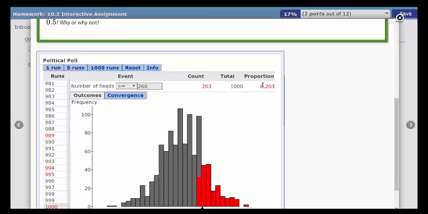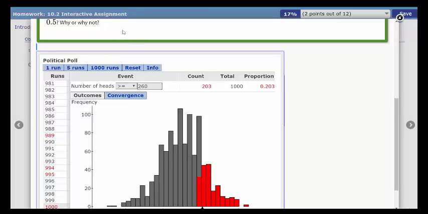So are you guys convinced? Maybe it's not the case that the majority of people are gonna be in favor, because out of 1,000 samples, only 203 samples had more than 260 people who said that they will be in favor of the policy. Okay, let's see what's next.